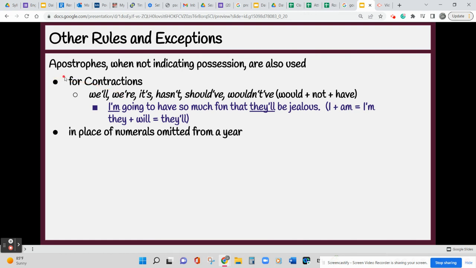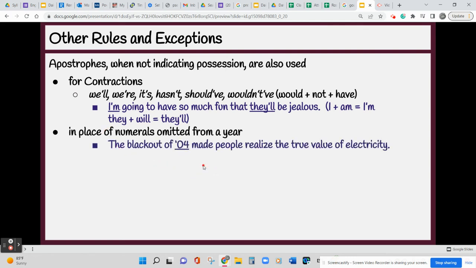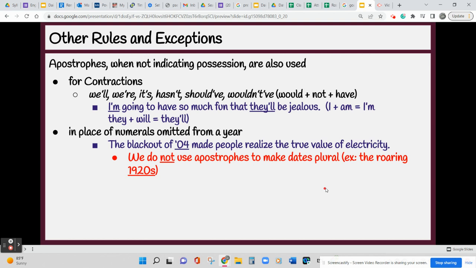We also use apostrophes when not indicating possession in place of numerals omitted from a year. So, for example, the blackout of '04 made people realize the true value of electricity. So we're taking out the 20 in front of the year 2004 and just shortening it to '04. To show that there have been numbers omitted, we're going to add on the apostrophe there. We do not use apostrophes to make dates plural. So like the roaring 1920s, we do not use an apostrophe there.